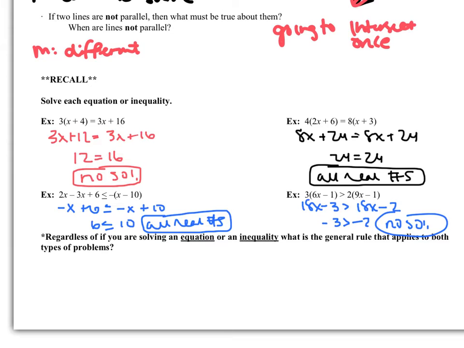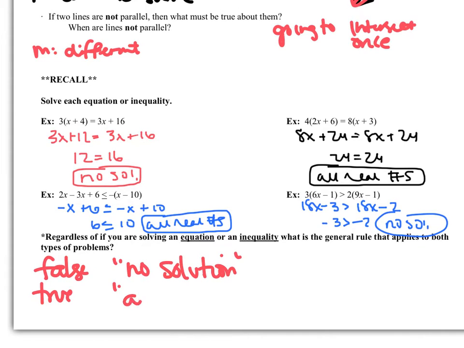Regardless of if you're doing an equation or an inequality, what we've learned to this point is that if you get a false statement, we've been saying no solution, meaning there is not a solution. And if we get a true statement, back in chapters 3 and 6, we would say all real numbers. That language, the all real numbers, is going to change a little bit now that we're in this section of systems, but the no solution will stay the way it is.